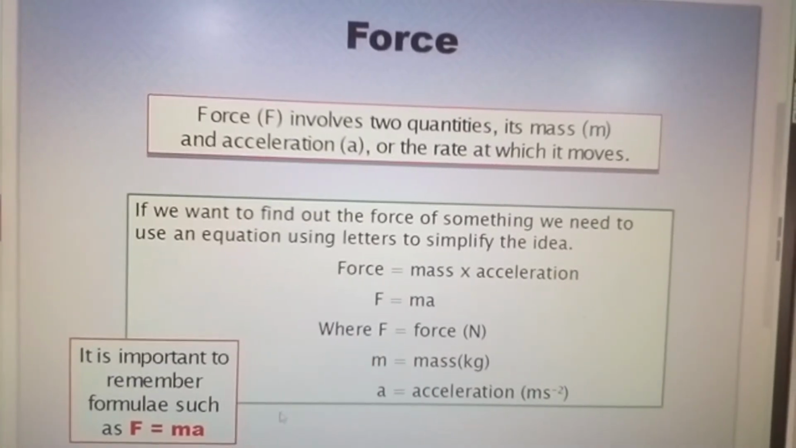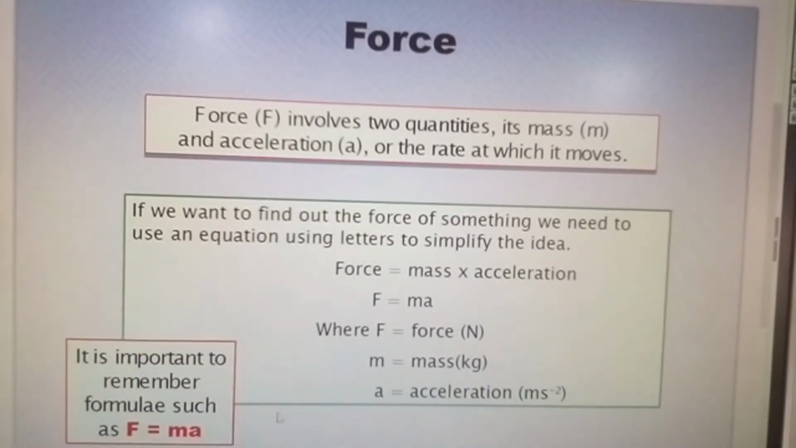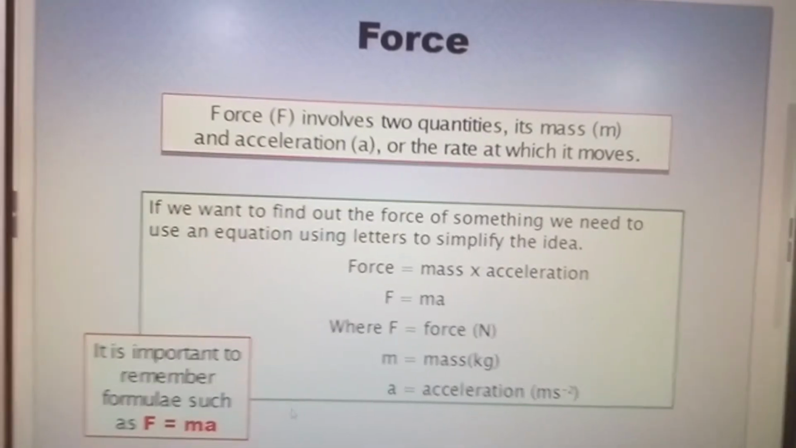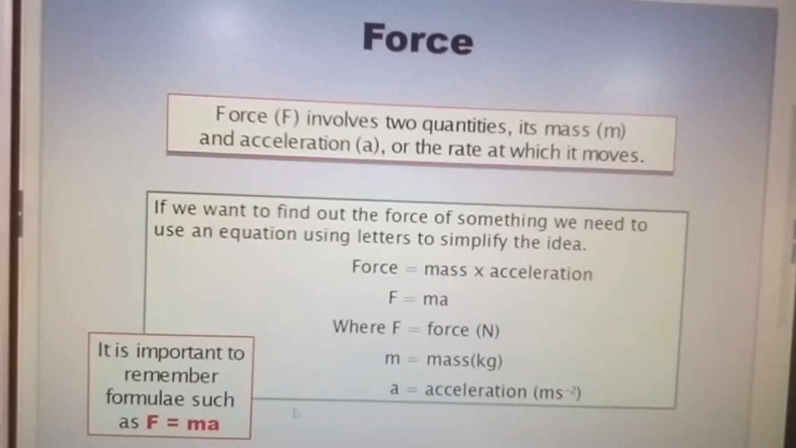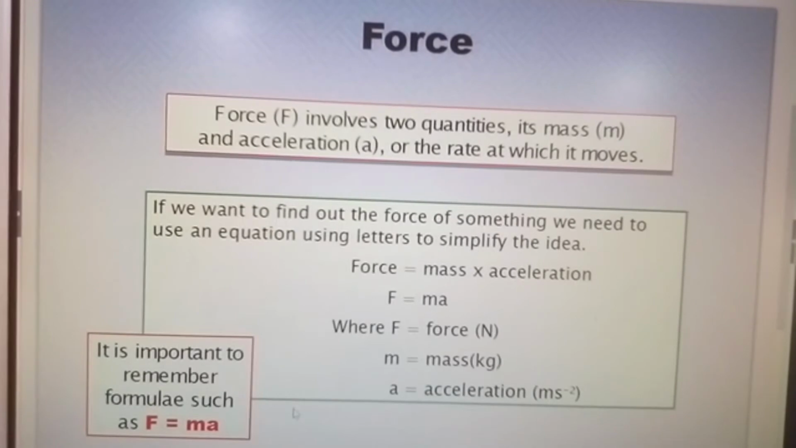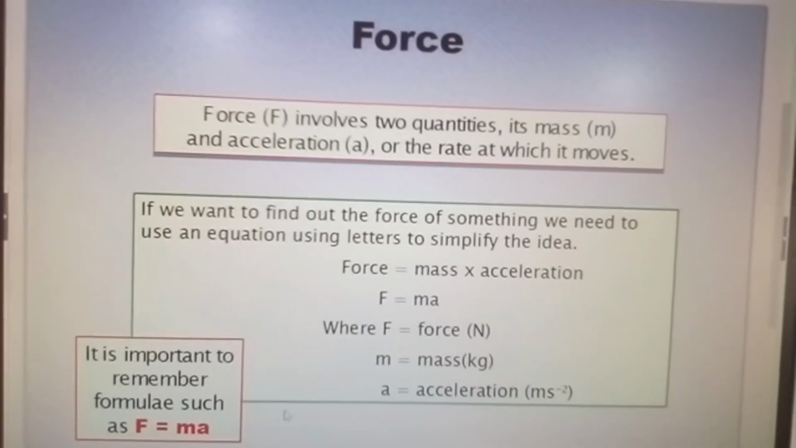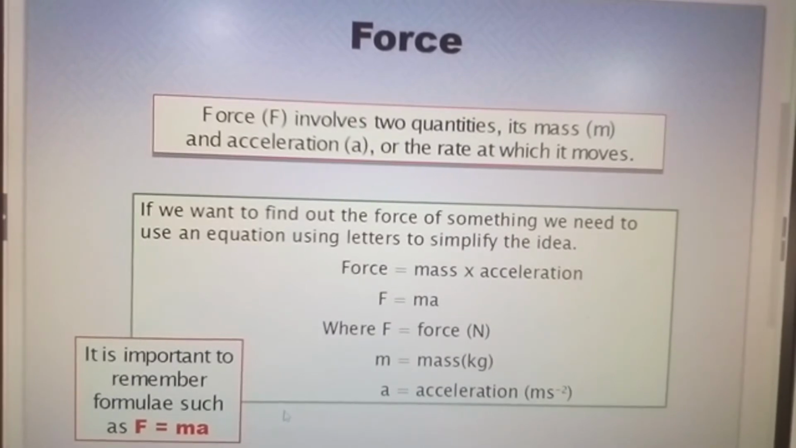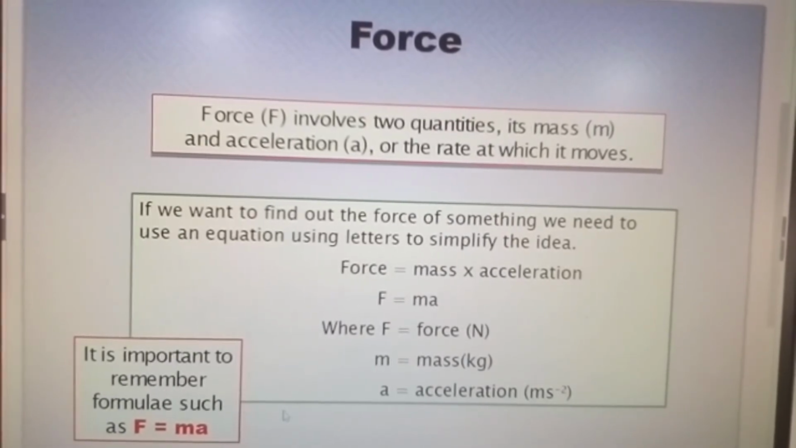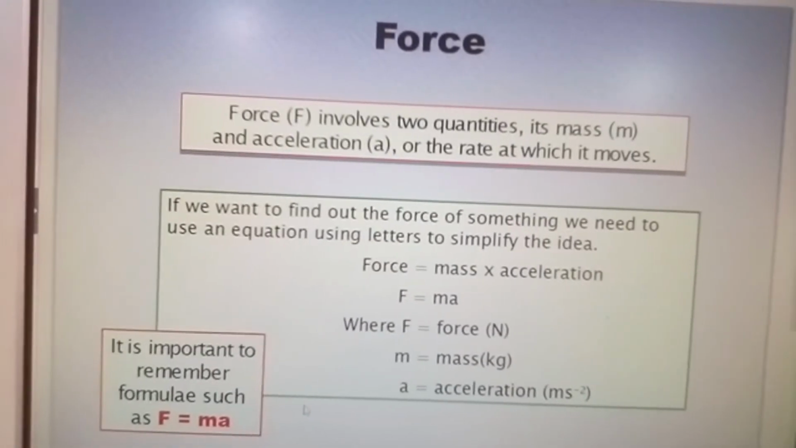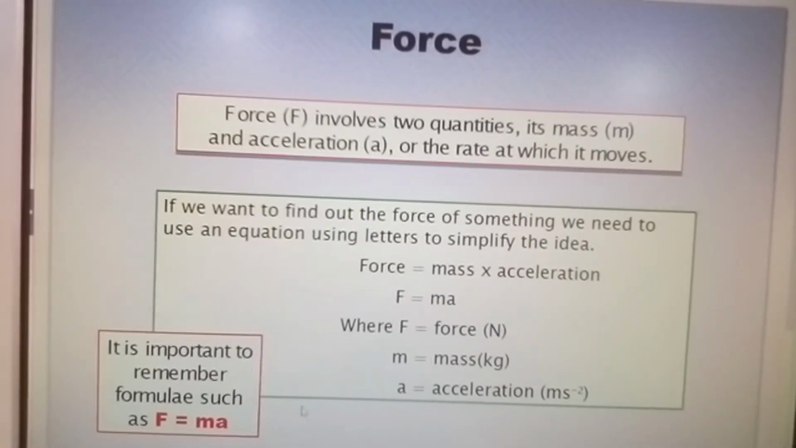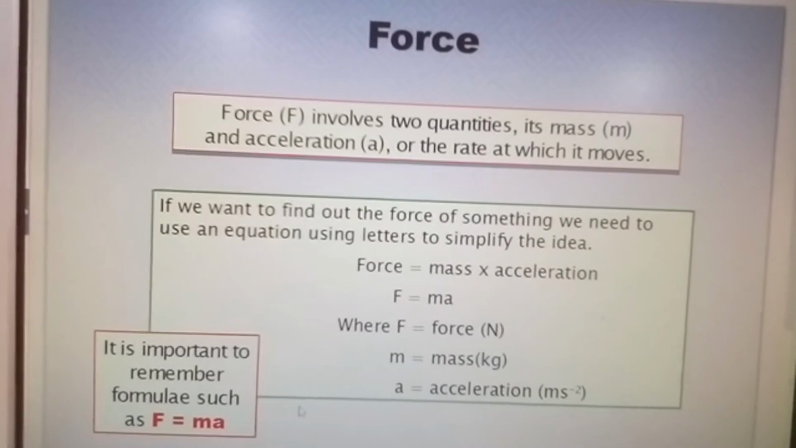Now it is important to remember formulas such as F equals m times a. This formula, you will always need it, okay? And it will come up in your exams wherever as a question in one form or another. You may even need to transpose it to find m, or transpose to find a. So be aware of that. So get used to understanding the transposition of these formulas.